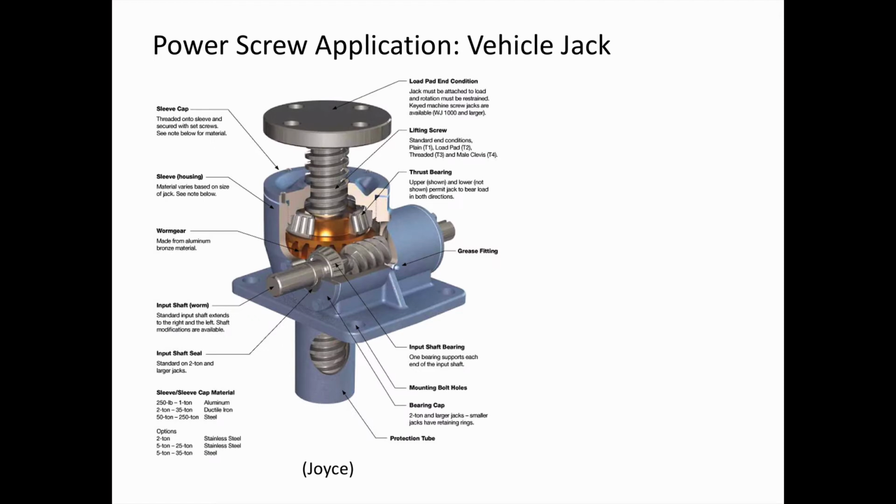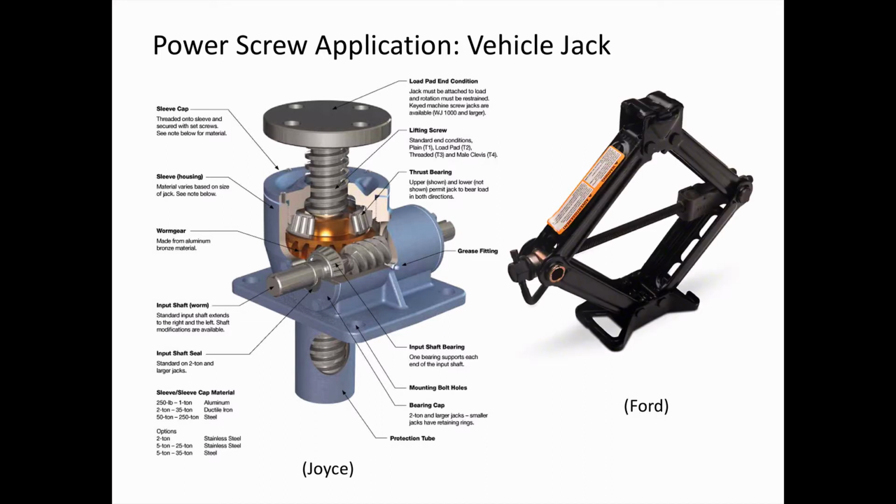Here's another application of power screws, a vehicle jack. This is a screw that has a series of mechanical transformations. So we have the power screw that is vertical, that lifts the vehicle or other heavy load up. The brass colored nut, we can see that rotates around the screw, but this nut is driven by a worm and gear, and that's another stage of force or torque amplification.